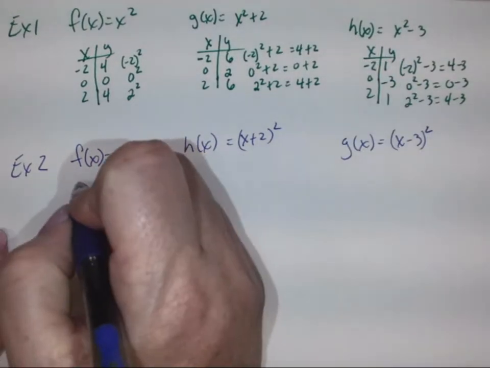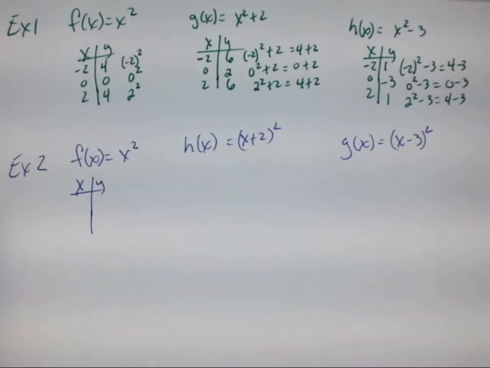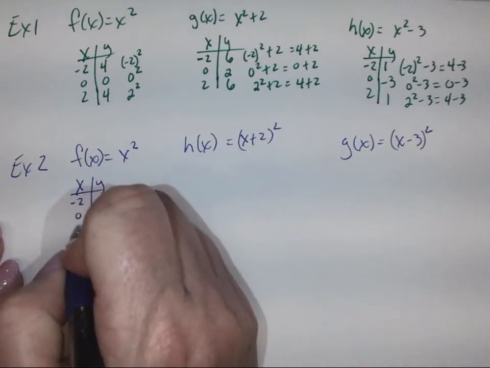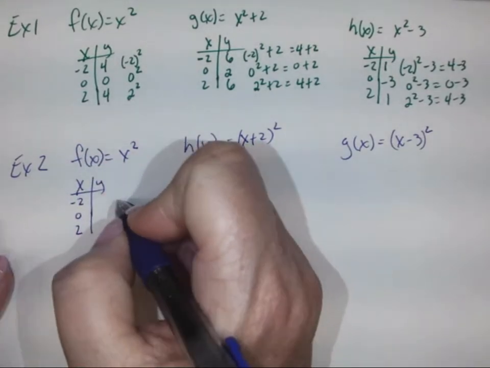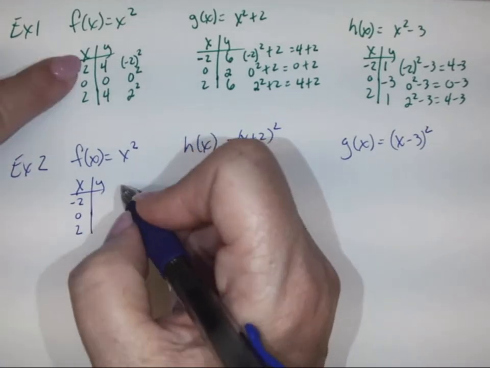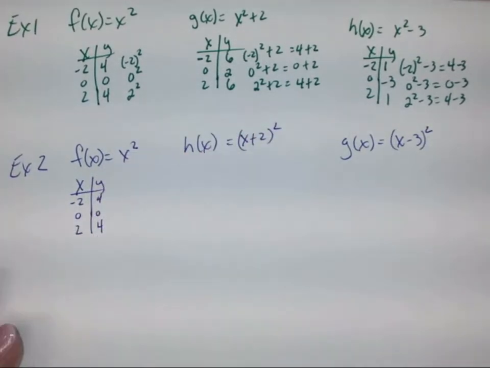So it's similar to what we had earlier, but a little bit different. We're still going to create a t-chart. And we're going to use the same values of -2, 0, and 2. So this is going to be the same as the one up there. We're still squaring everything. It's still an x squared, so we're going to end up with 4, 0, and 4.